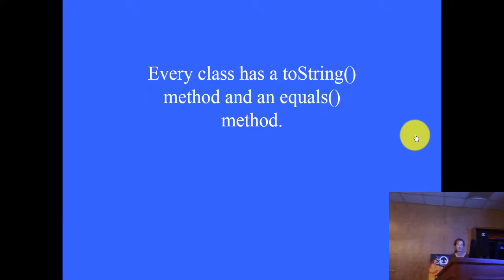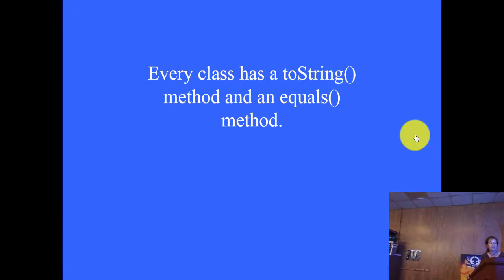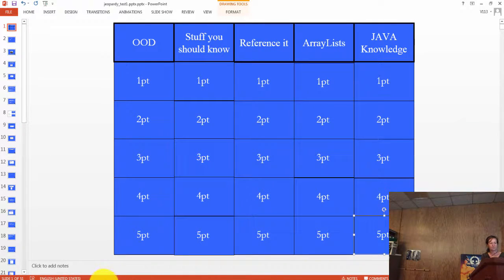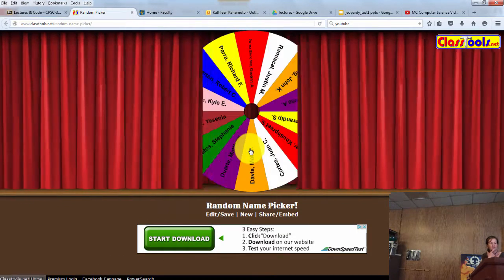All right, every class has a toString method and an equals method. And that's true or false? And it is true. Why is it true? Does anyone know why it's true? Because we inherit them from the object class, right? Every class that we make extends the object class, and the object class has a toString and equals method. So everyone has one. That's why when we write them, we have to override them.